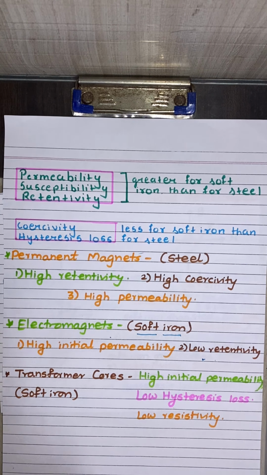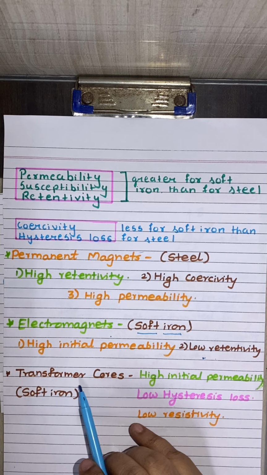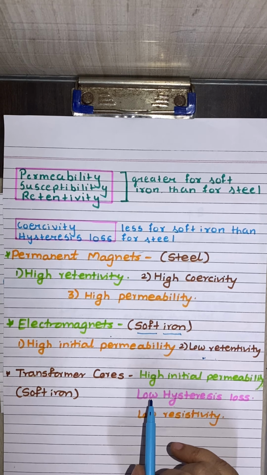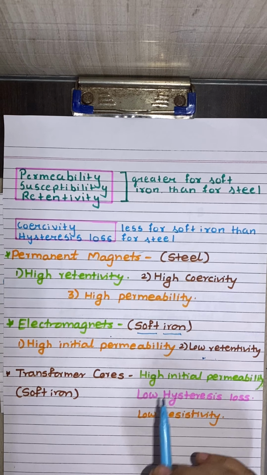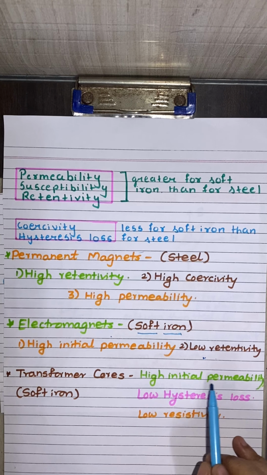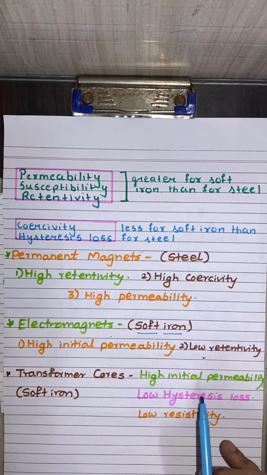Now coming to another application, which is called the transformer core. The material used for making the core of the transformer must have these particular characteristics. What are they? High initial permeability, so that the magnetic flux is large even for small magnetizing fields.